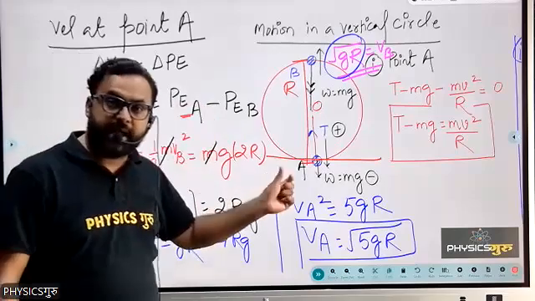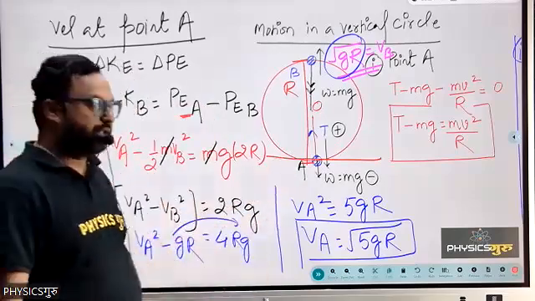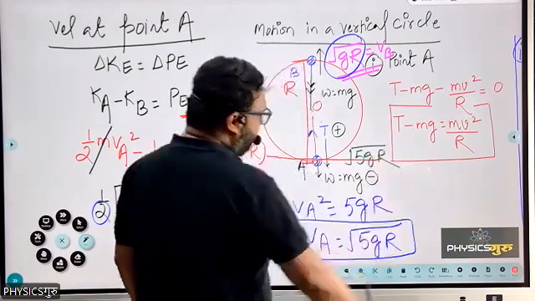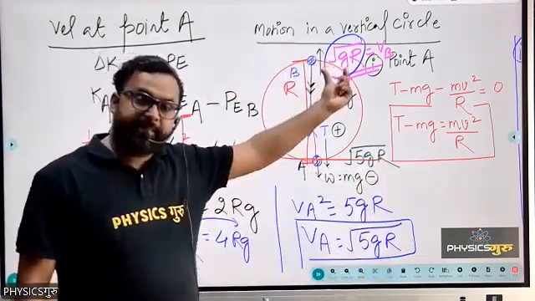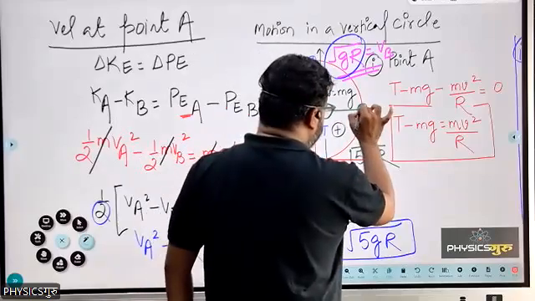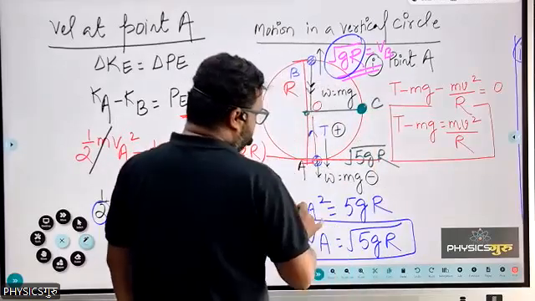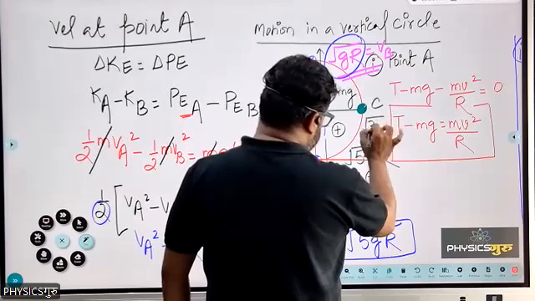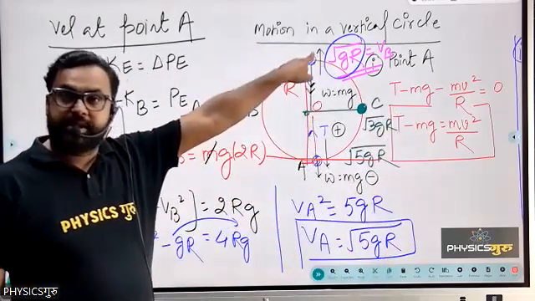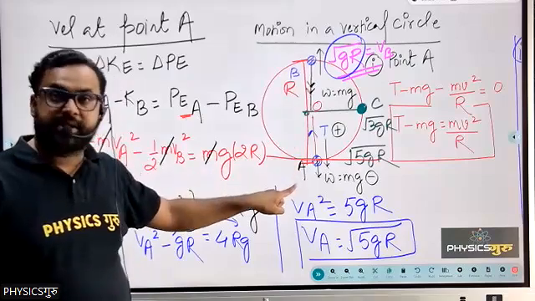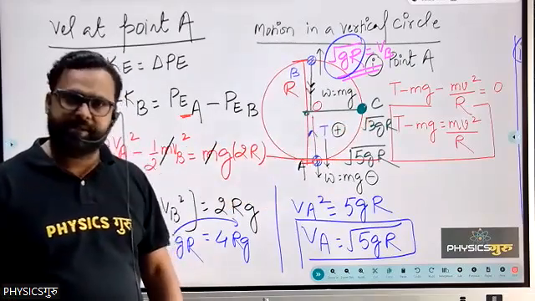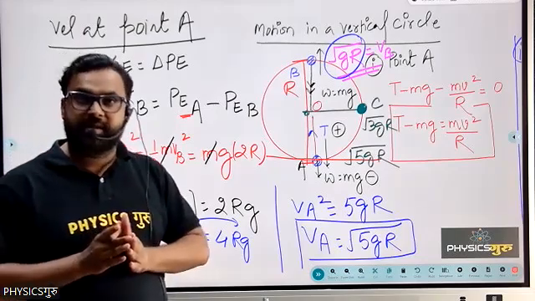It is important to note that the velocity at the lowest position is root 5gr. At the highest position, it is root gr. In the mid path, at position C, it is root 3gr. I repeat, at the highest position, it is root gr. Lowest position is root 5gr. At the mid portion, it is root 3gr. Hope the concept is clear.